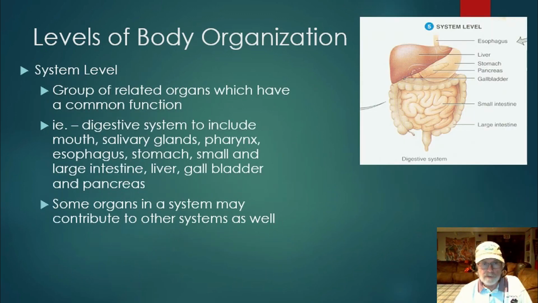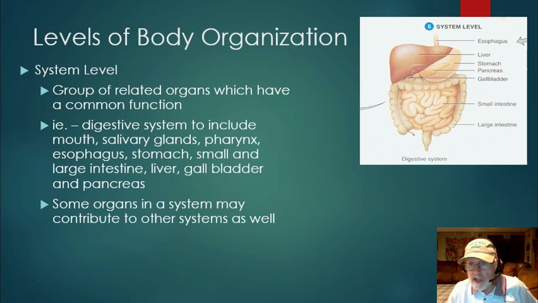Finally, we get to the system. A system means I have a bunch of organs that work together for a common function, such as the GI system. The GI system involves the mouth, the esophagus, the stomach, the small intestine, the large intestine, as well as things like the liver, the gallbladder, the pancreas, and even a little bit with the spleen. So they all work together for a common purpose. And what we find is some organs in one system may also contribute to another system.